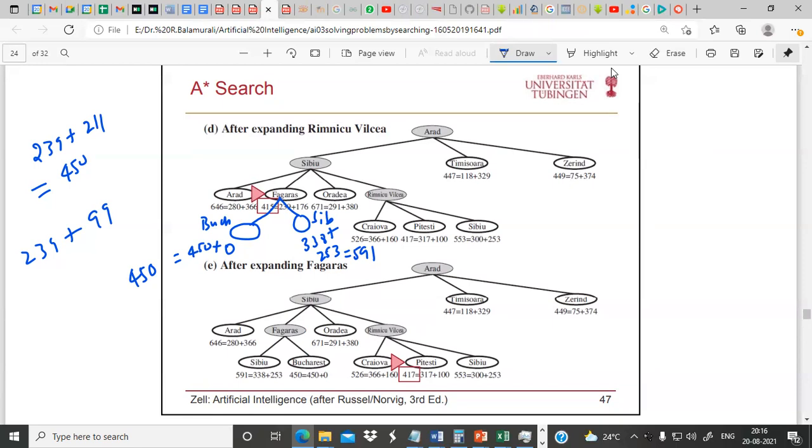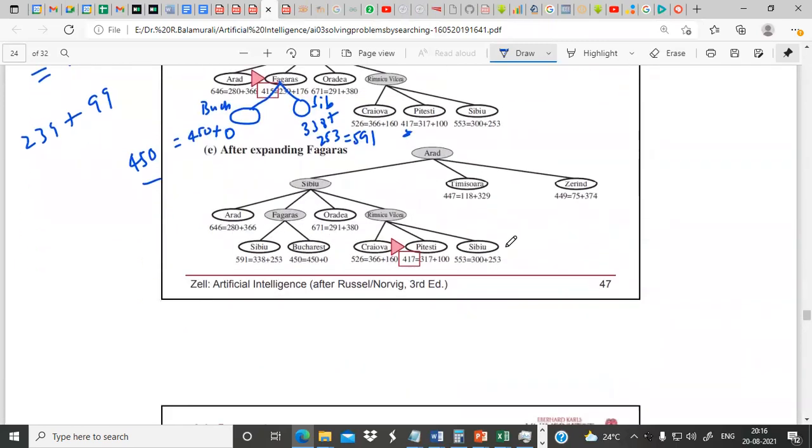Fine. Now from the unexplored nodes, again we should see which is the minimum cost one. So now this is 450, this is 591, 646, this is 671, this is 526, this is 417, 553, 447, 449. Now the minimum cost is Pitesti. Now we have to explore Pitesti.